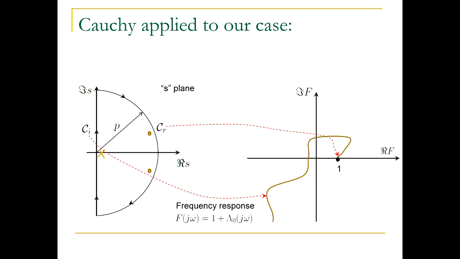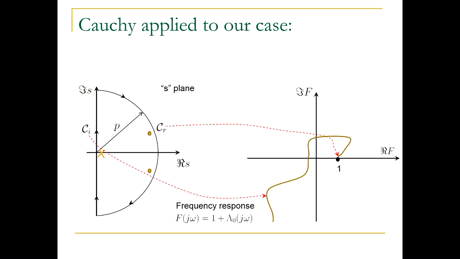F is 1 plus lambda 0 S, right? So that's my F. Now looking at how F will change in the F plane. Know that this is the real part of F, and this is j times the imaginary part of F, right? Because of the strict properness assumption, all points on this semicircle map to this point, 1, j0. All points map to that one point there.